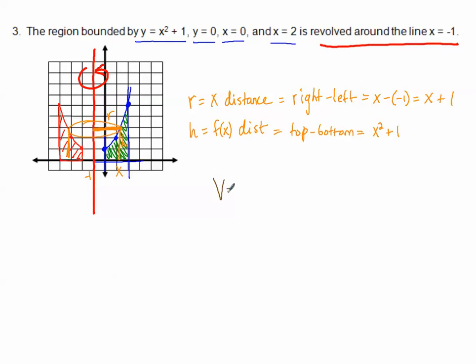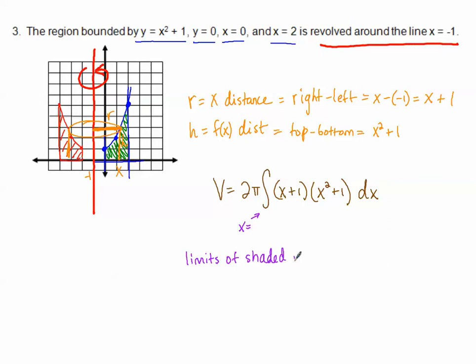Now we get to go to our volume, 2 pi integral of r times h with respect to x. Now we do our limits. Now our limits, still x's, so we still want these to be the x values. What does x equal? And it's of the shaded region. The limits of the shaded region. So our shaded region, x limits go 0 to 2, still, because that's the only place we're putting shells in that region. Get it?